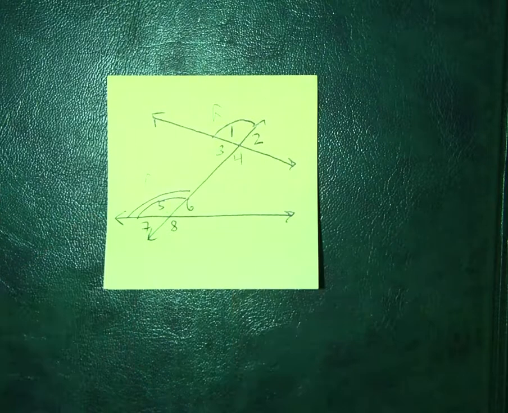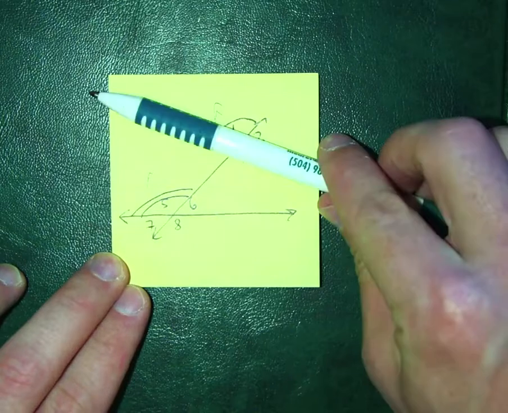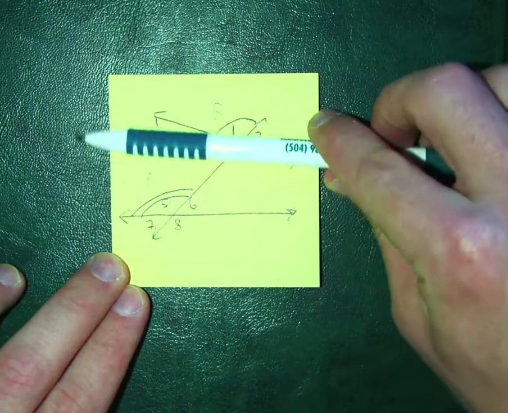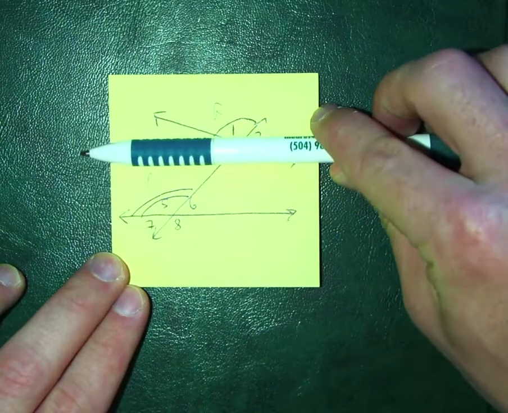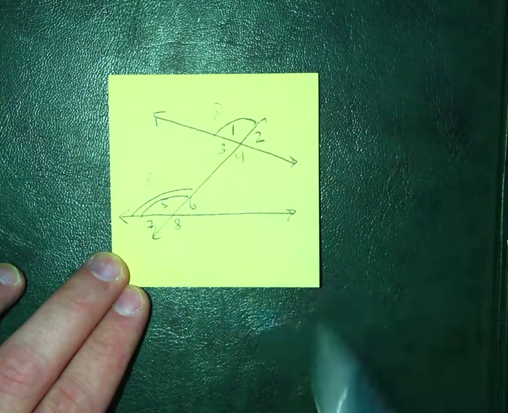So the question is, what would happen if we took these two lines right here, but we made them parallel? That's our goal for today. If they're parallel, what happens to all these angle pairs we learned yesterday?